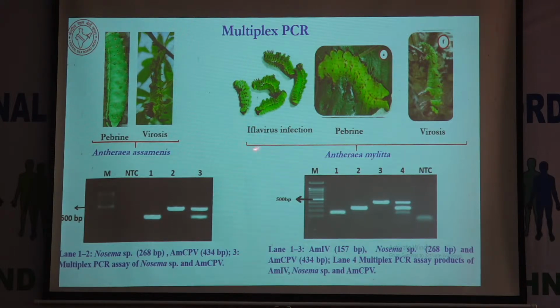There is one virus, the Flacherie virus. There is pebrine, which is one pathogen. This is also one pathogen. The third one is viruses. Generally, if you want to identify a virus, we do PCR, but at a particular time you can identify only one.